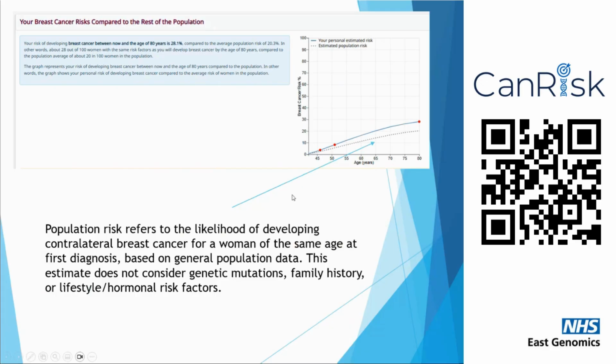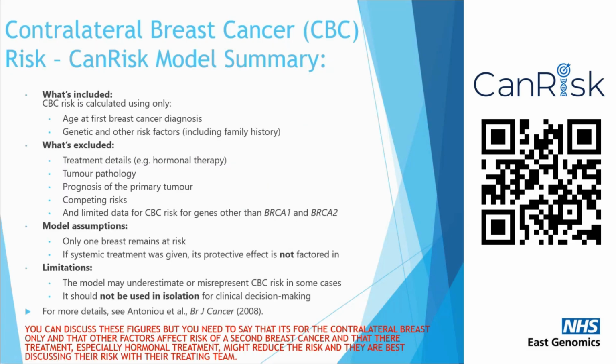For those women that have already had breast cancer, as I say, it will give you a dotted line, and that refers to the population likelihood of developing a contralateral breast cancer of a woman at the same age of first diagnosis based on general population data. It doesn't take into account anything like genetic variants, family history, or lifestyle or hormonal factors.